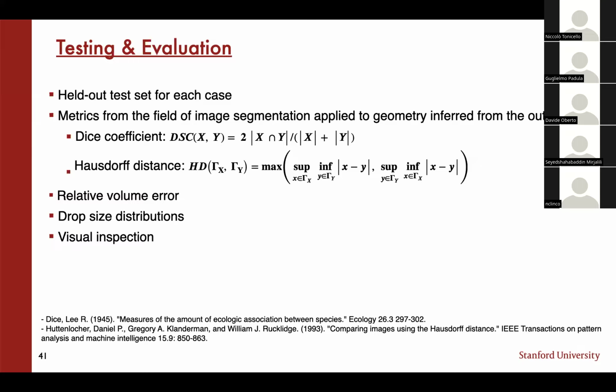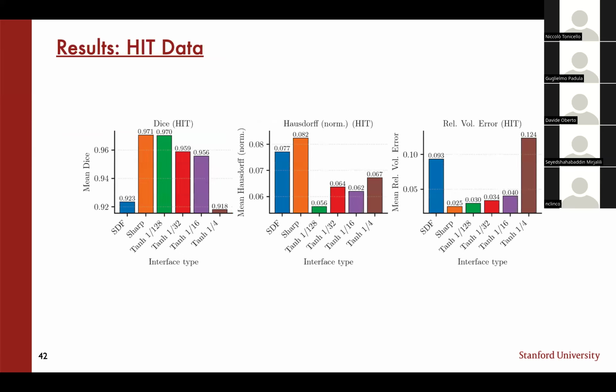So dice coefficient basically measures the intersection between two geometries. Hausdorff distance is the maximum distance between the geometries, right? In addition to relative volume error, drop size distribution, and good old visual inspection. So this is a lot. The overall message here is that for the HIT data, it seemed that all of them worked pretty well, right?